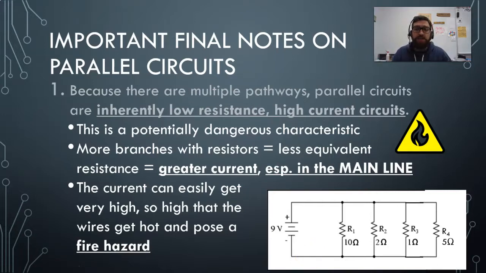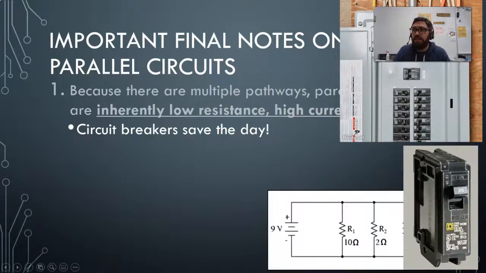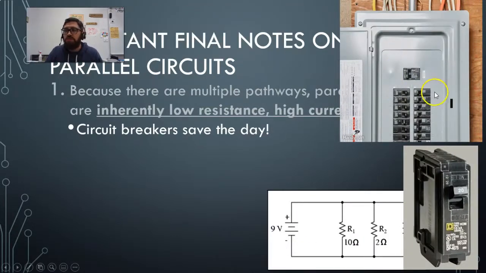We get hot wires because friction is what's happening as the electrons are going through those wires. The insulation on the wires can melt, and we get a fire hazard. So this is an inherent hazard potentially with parallel circuits. It can be dangerous, and this is the reason why we have circuit breakers. You may not have known the name, but I know you've seen a panel like this in your house. This is your circuit panel.